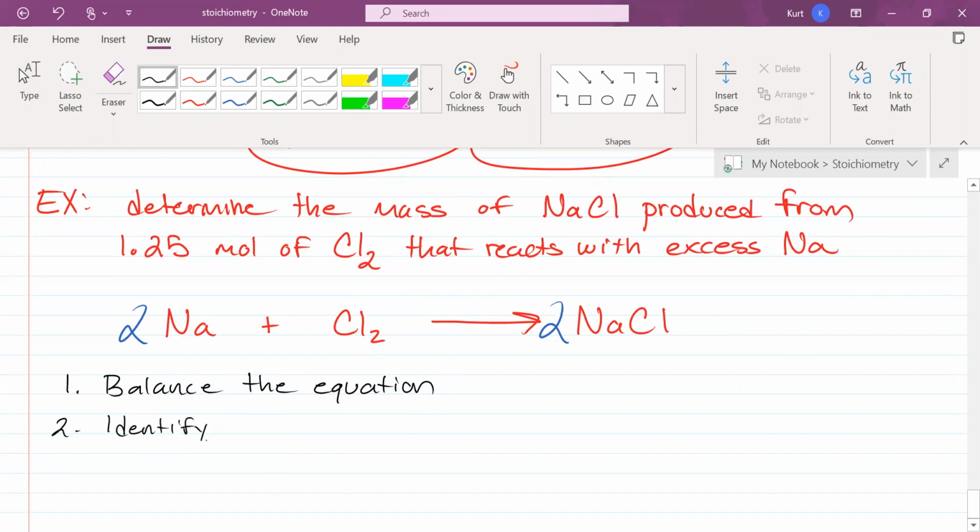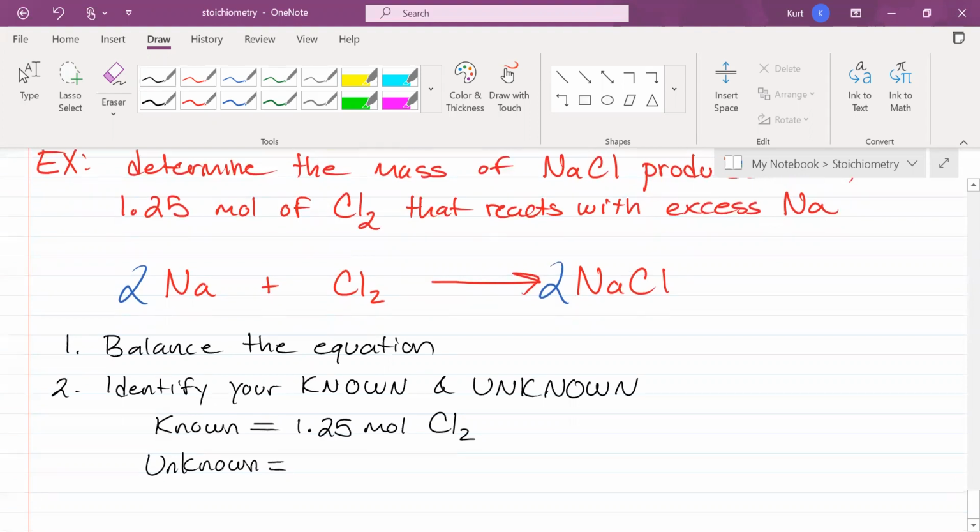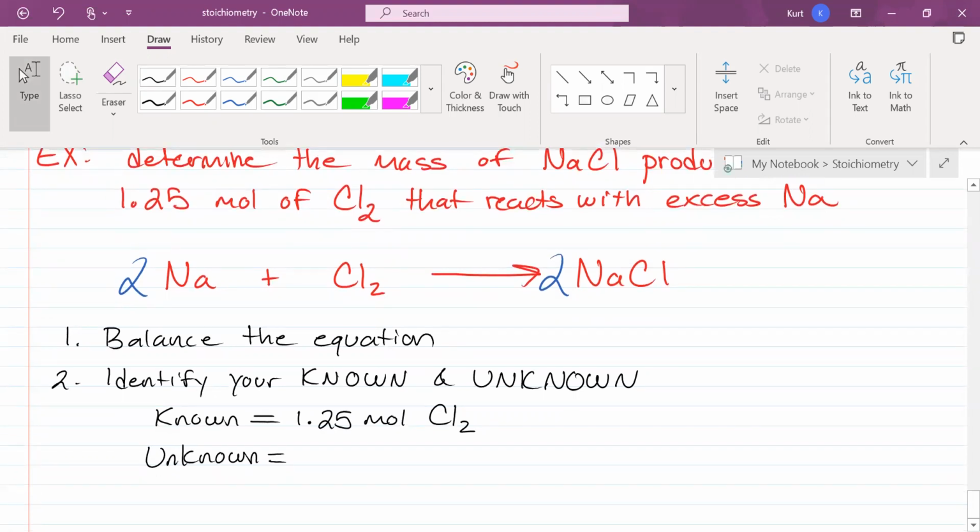Number 2, identify your known and unknown. Derek, can you read the problem and tell me what is our known value here in this problem? Our known value is 1.25 moles of chlorine gas. Colby, can you tell me what the unknown value is? The mass of sodium chloride. Good, and what do we measure mass with? No, that's the amount of a substance. Grams. So our unknown is X grams of sodium chloride.